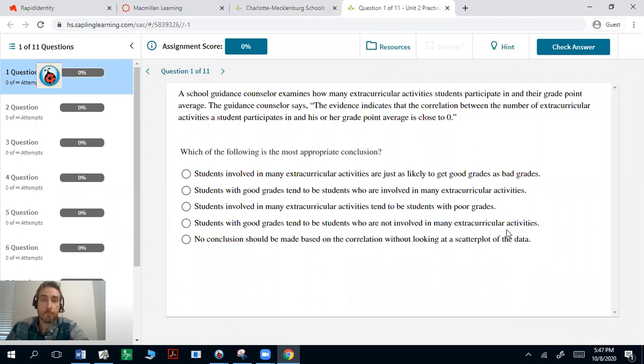And of course, that's going to be the answer. You can't make conclusions without seeing the data. So that's your answer for that one. That one's not too bad. Let's look at question number 2.